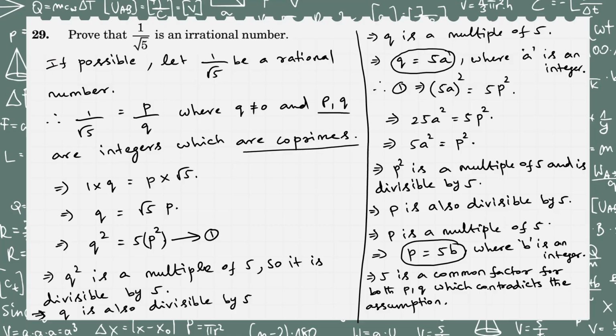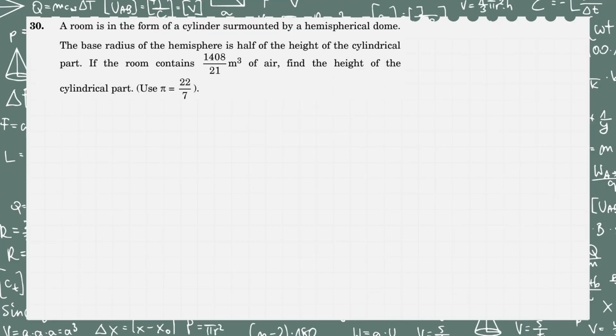So because of the contradiction, we cannot accept that 1 by root 5 is a rational number. So we will conclude that therefore 1 by root 5 is not a rational number. That implies 1 by root 5 is irrational. Okay, and that's the conclusion. Let's move on to the next sum.